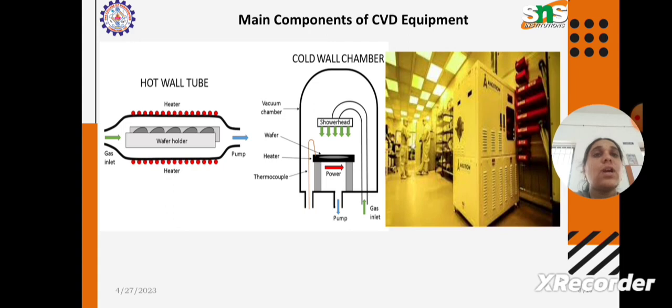And these are the hot wall tube and the cold wall chamber. The gas inlet and wafer holder, at both top and bottom, are heated in the oven. We pump out the product, and this is the cold wall chamber.